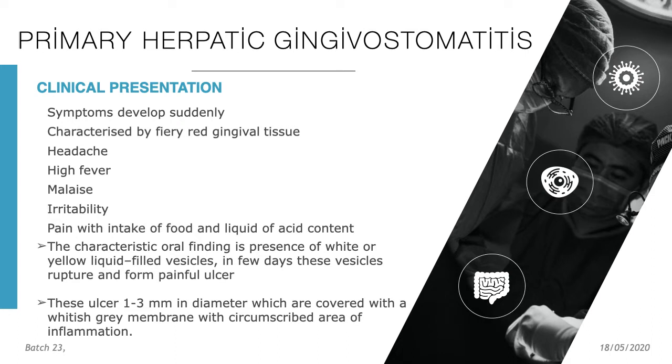The characteristic oral finding is the presence of white or yellowish liquid-filled vesicles which rupture within a few days and form a painful ulcer. These ulcers are 1 to 3 millimeters in diameter, covered with a white grayish membrane with a circumscribed area of inflammation. Usually it resolves within 7 to 14 days.